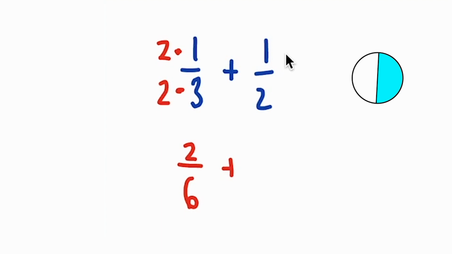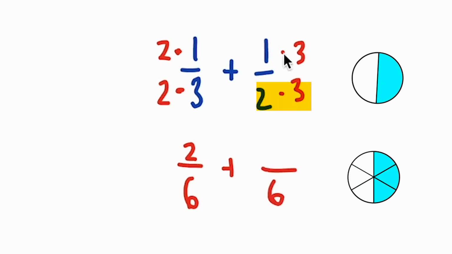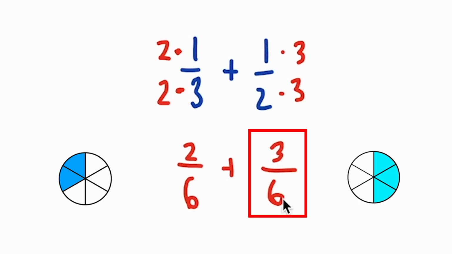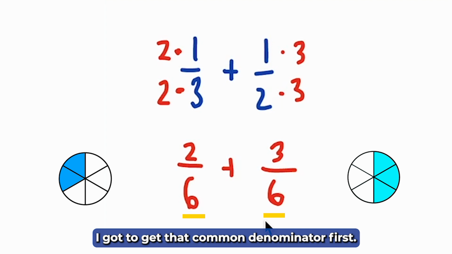Okay, and then I could say, well, this fraction over here, I can multiply this by a 3 on top and bottom. The reason I'm going to do a 3 is, look, I can turn that into a 6 as well. So now the denominator is 6 and the numerator is 3. So I've got 2/6 for the first fraction and 3/6 for the second fraction. And now I have a common denominator, right? The common denominator is what I get when I'm trying to add the fractions or subtract the fractions. I got to get that common denominator first.